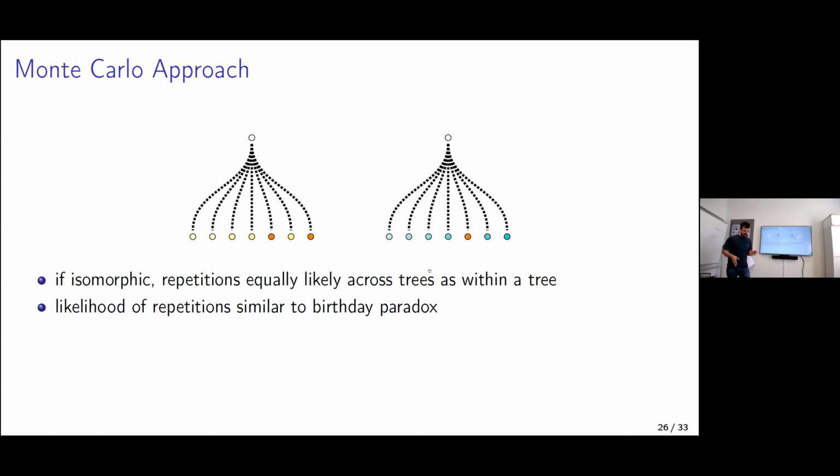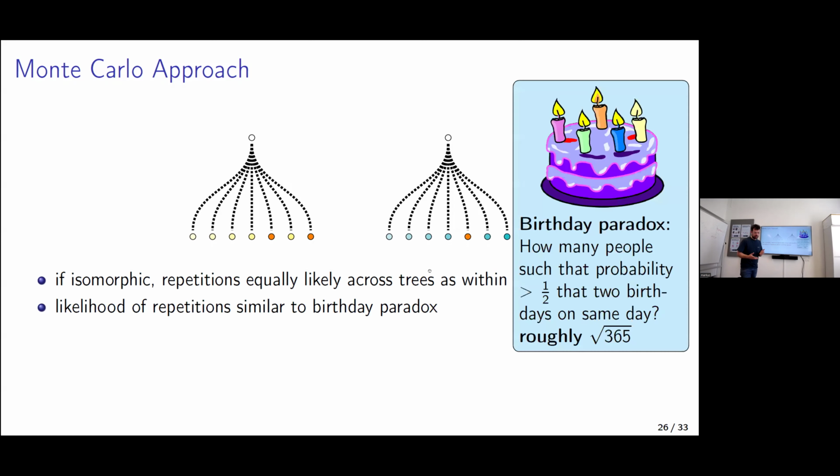But I have not argued the runtime. So how many random walks do we actually need to see these repetitions? That's actually also quite easy. You probably know the birthday paradox or collision probabilities when you're searching for hash collisions or something like that. The birthday paradox asks: how many people do you need such that the probability is good that two of these people have their birthday on the same day?